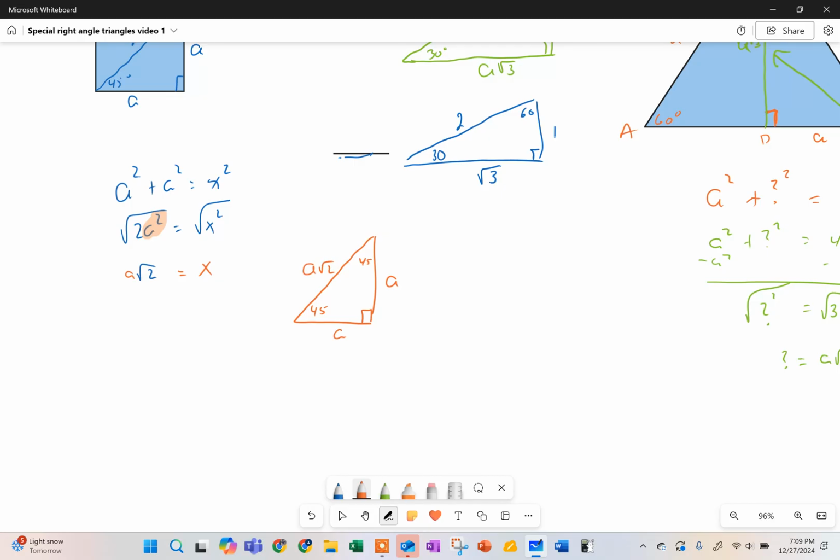Once again, if I were to divide all three sides by a, I'd get 1, 1, and radical 2.